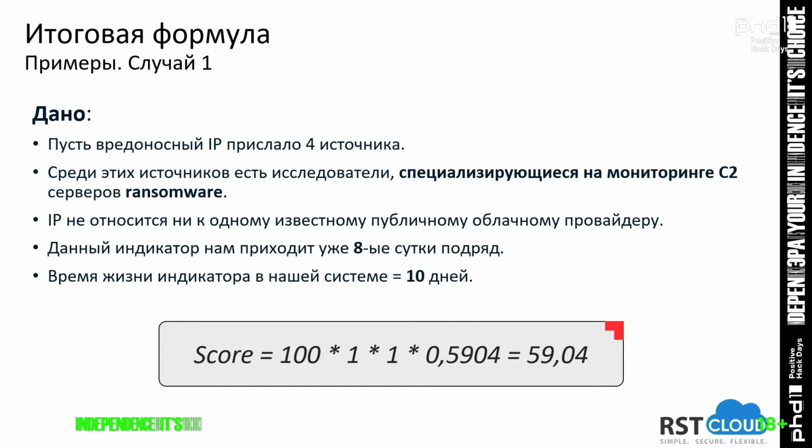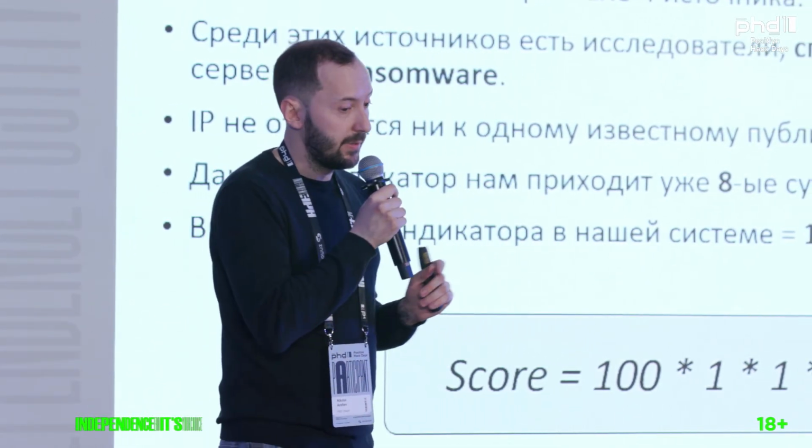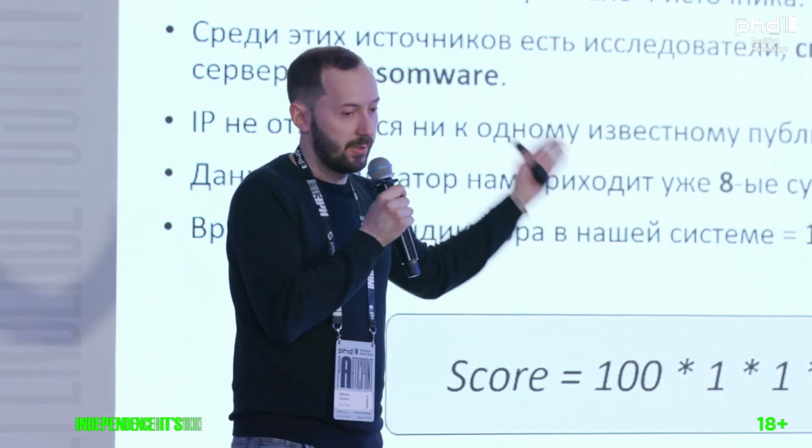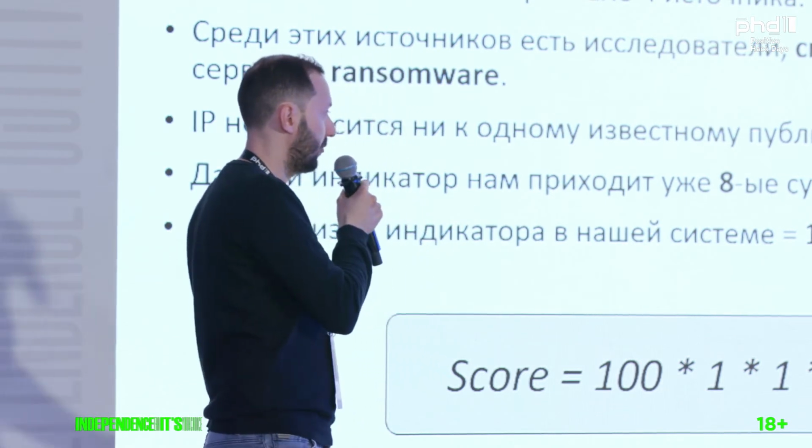Let's assume we've got a malicious IP submitted by 4 independent sources. Out of these 4 sources, one is researchers who specialize in monitoring C2 servers of ransomware. It says so on their website. After we've enriched the data, we're able to see that the IP being communicated here does not belong to any well-known public host. The indicator comes in, say, over 8 days. For 8 days in a row, our source has been submitting this indicator.